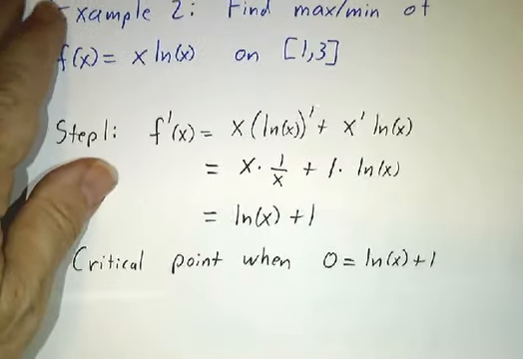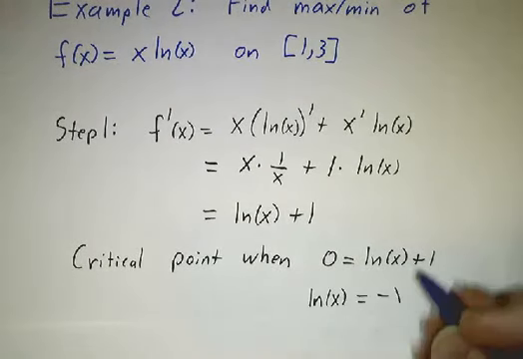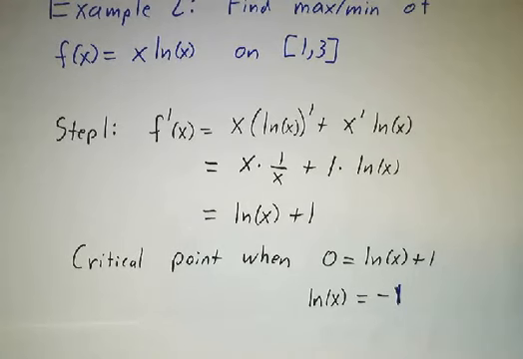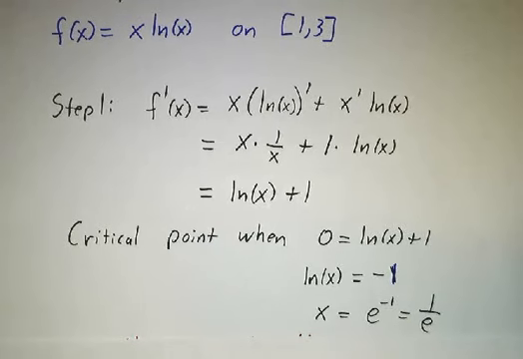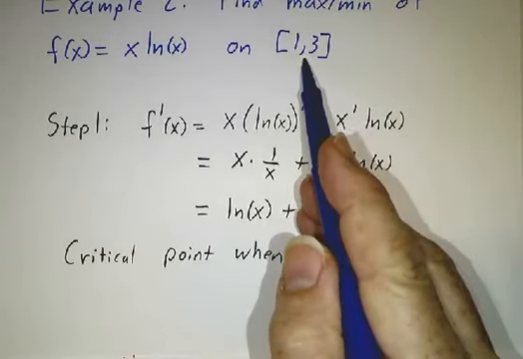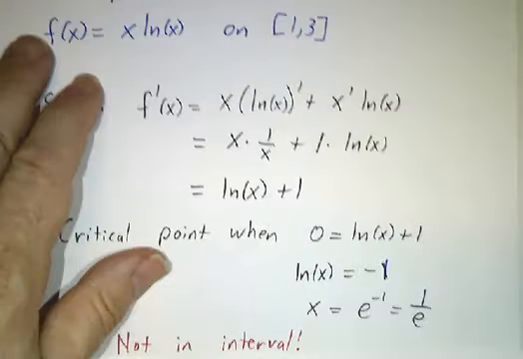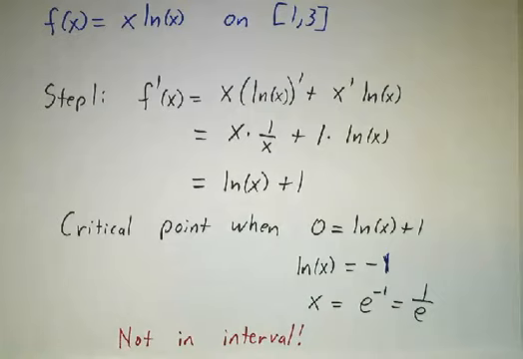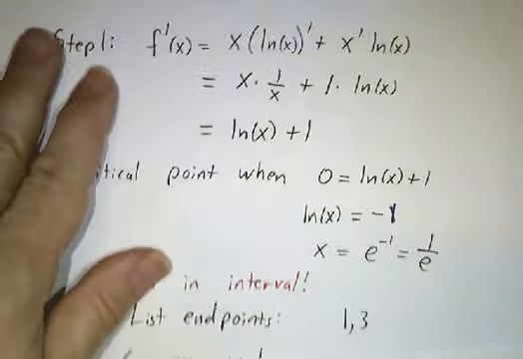So where is that 0? Well, let's see. If 0 is the natural log of x plus 1, then the natural log of x must be negative 1. So x must be e to the negative 1, in other words, 1 over e. But that isn't in the interval. 1 over e is less than 1. So in fact, there are no critical points in the interval. So the only candidates are our endpoints.